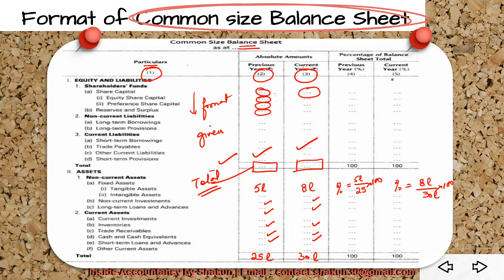The only difference between the comparative and common size is that in comparative we were comparing the previous year with the current year, calculating the absolute change and then the percentage change, right? That was a comparison made. Here in common size statement, for each element given in the balance sheet, the percentage is calculated from the balance sheet total, and the percentages are shown. The same thing is done for the previous year and the same thing for the current year.